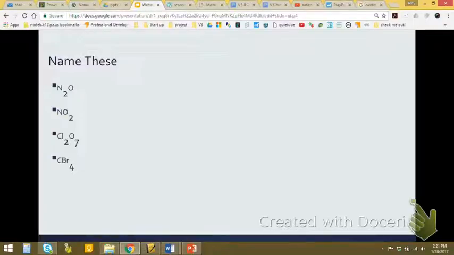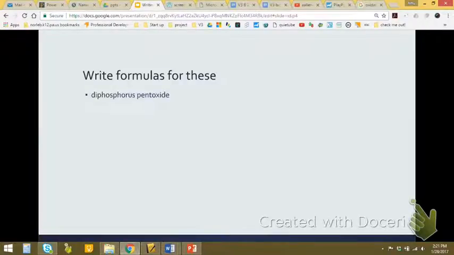CBr4, this is carbon and bromine. So this is carbon tetrabromide. CO2, carbon dioxide. BaCl2 is barium and chlorine. So this is barium dichloride. And then when you write formulas, you basically do the same thing.